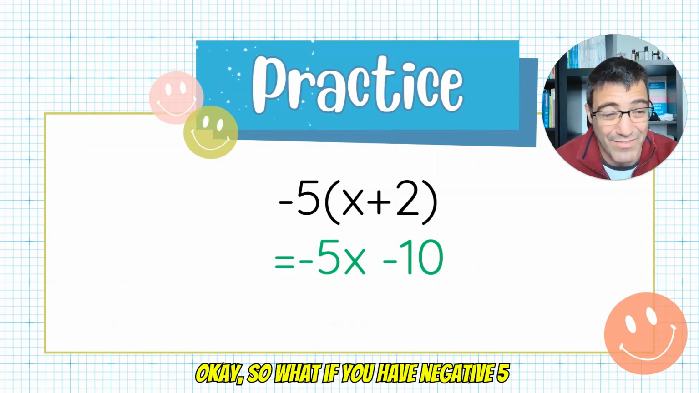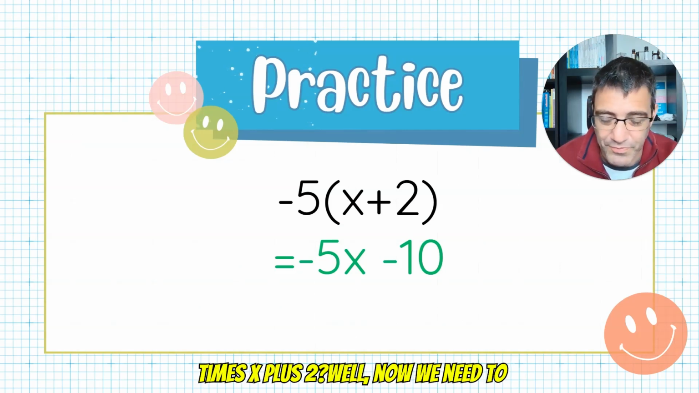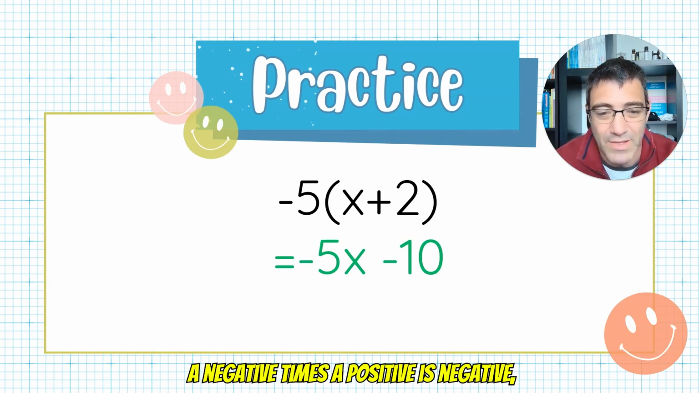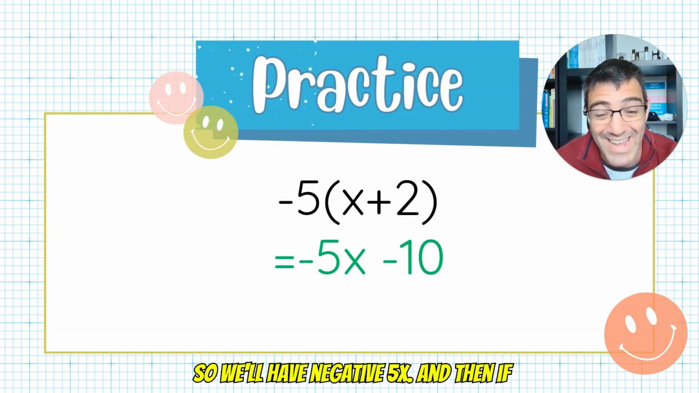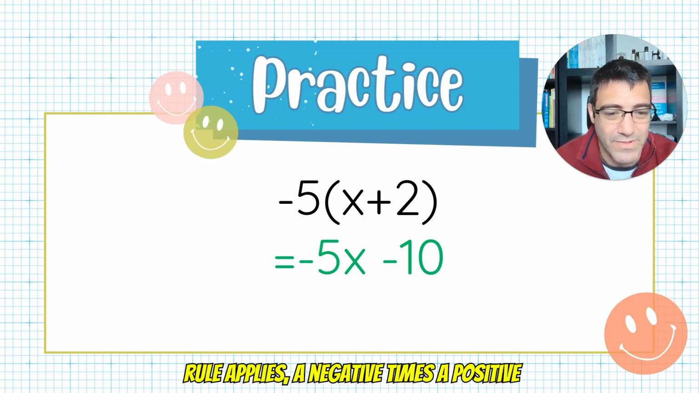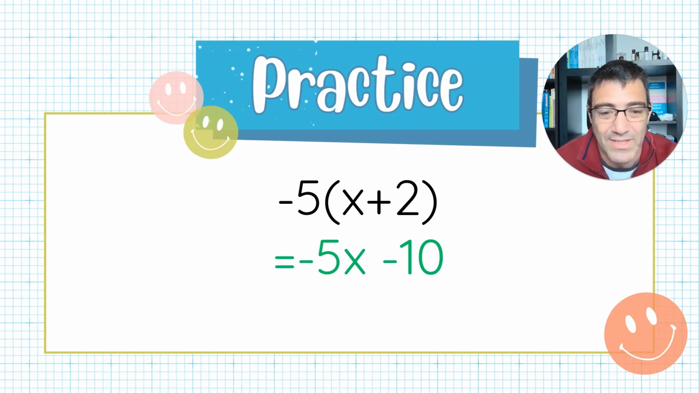Okay, so what if you have negative 5 times x plus 2? Well, now we need to think about a negative times a positive. A negative times a positive is negative, so we'll have negative 5x. And then if you do negative 5 times positive 2, same rule applies. A negative times a positive is negative, so we'll have negative 10.